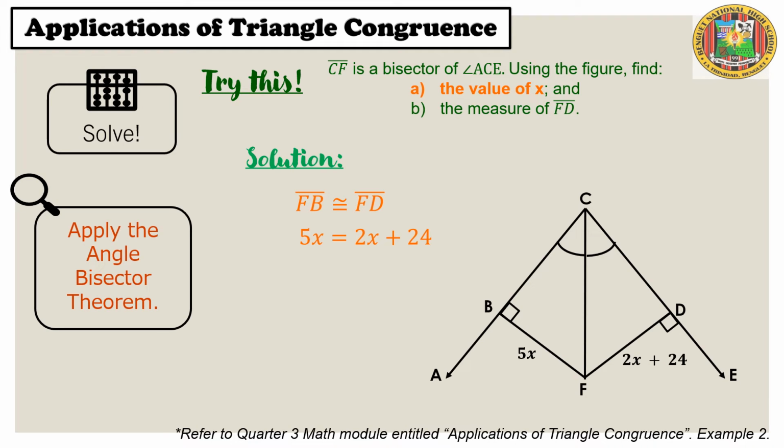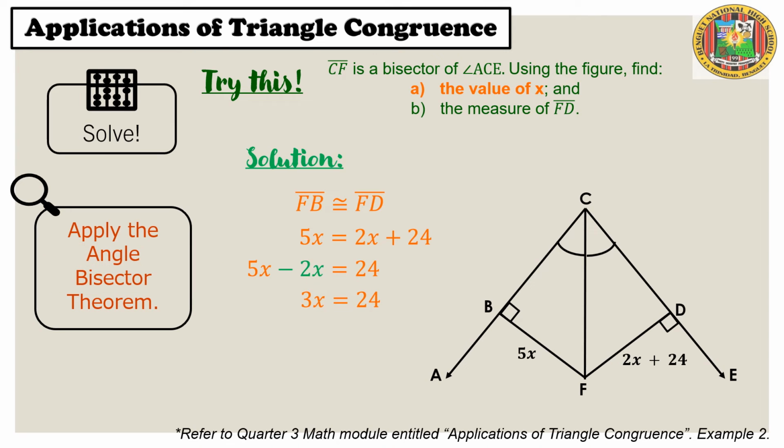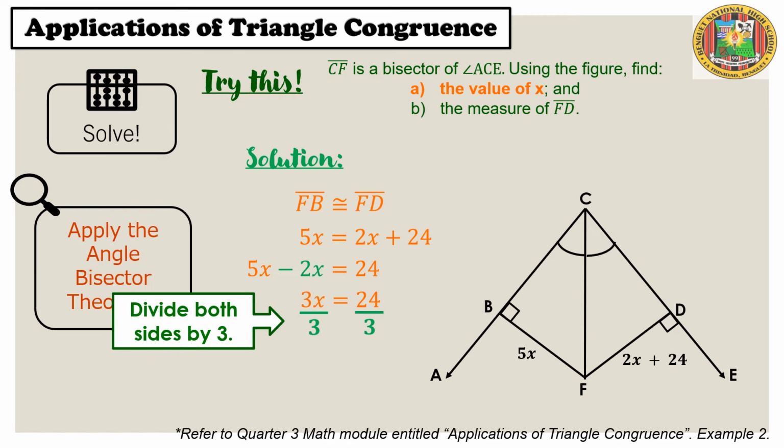To solve for x, we need to put together all terms with x. So, we transpose 2x, which results to 5x minus 2x equal to 24. We simplify the equation by subtracting 2x from 5x to get the resulting equation 3x equal to 24. We divide both sides of the equation by 3 to get x equal to 8.